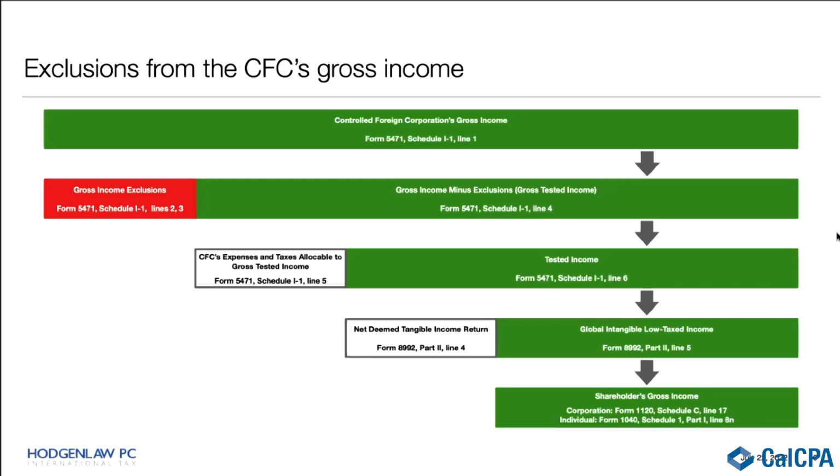So here we've dropped down to the second line, and the bright red thing shows you the topic that we're going to be discussing. So we're talking about gross income exclusions. So we're looking at gross income of the foreign corporation, the CFC, and we're saying, of all these dollars of gross income that are earned by the controlled foreign corporation, let's put a tag on them for different types of income.